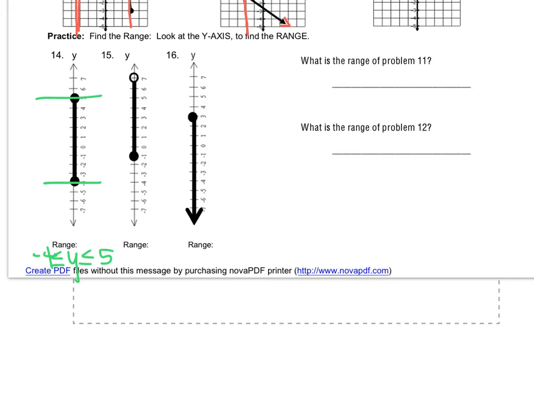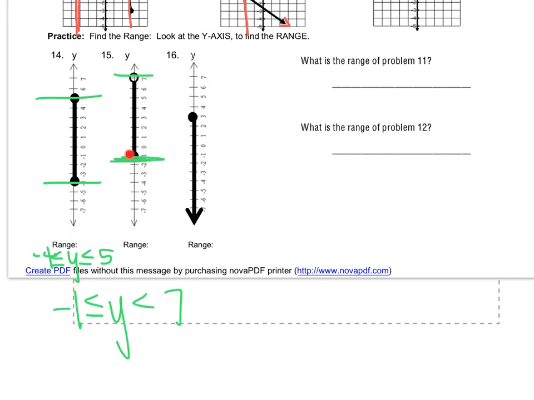If we look at 15, I've got to find the bottom of my graph. Well, the bottom is here at -1. And I've got to find the top of my graph, which is at 7. So my range for this one is from -1 to 7. It is range, so I'm putting y in the middle. At -1, it's a closed circle, so I'm saying less than or equal to. And at +7, it's an open circle, so I'm just saying less than.